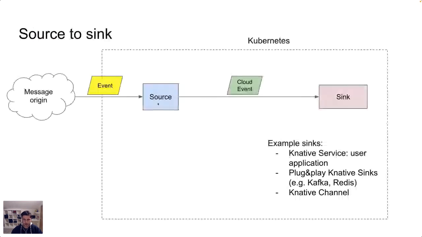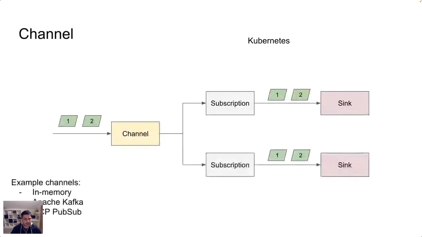Okay, so again, this is the source to sink scenario. And there are also other constructs in Knative eventing. One of them is a channel. Channel is different than source. What a channel does is it lives in the Knative eventing system, and when you send events to it, it provides fan out and basically something like pub/sub.